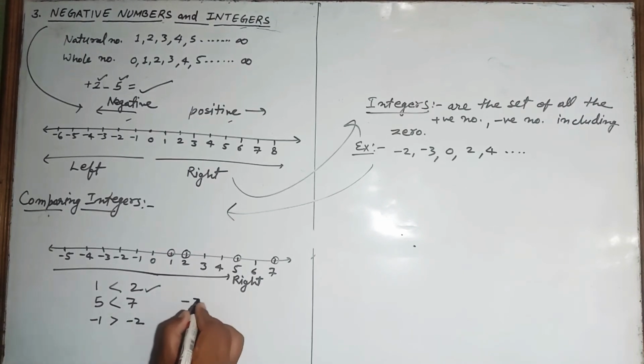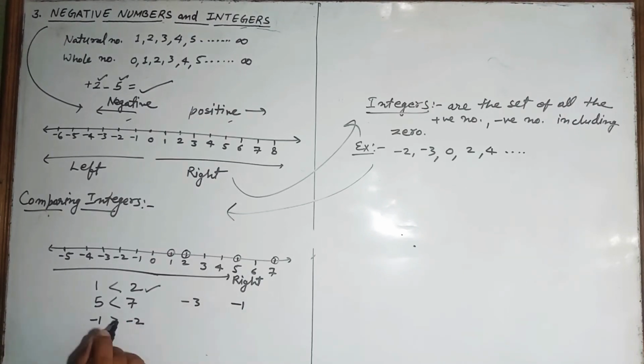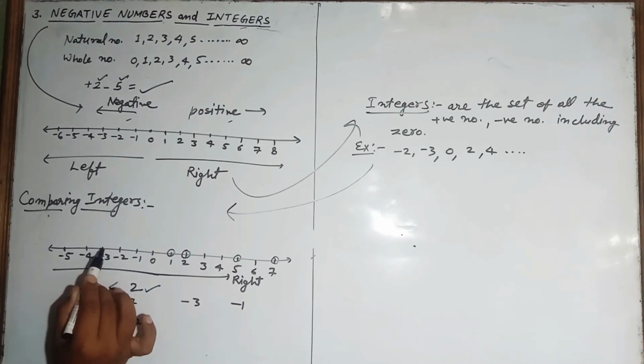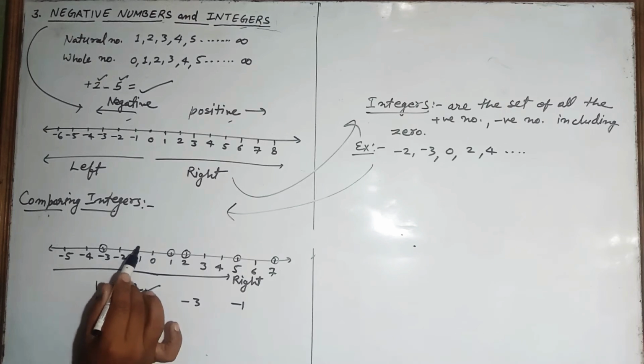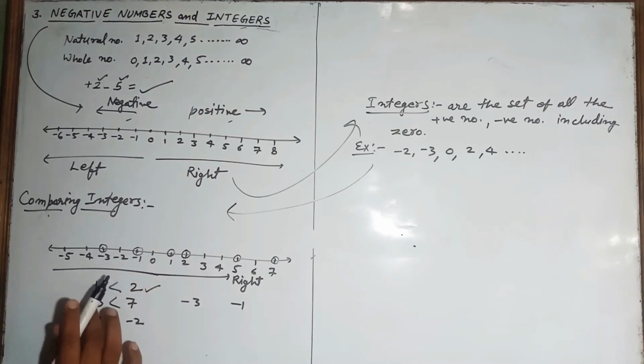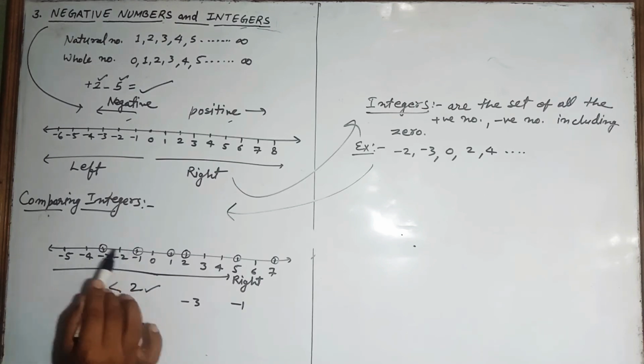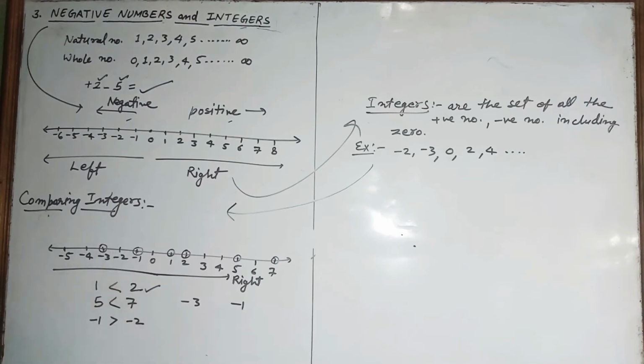If I ask -3 and -1, which number will be greater? Now you can see from here, -3 is here and -1 is here. Which one will be greater? That number which is extreme right. So which is extreme right in these two? That is -1. So -1 will be greater.